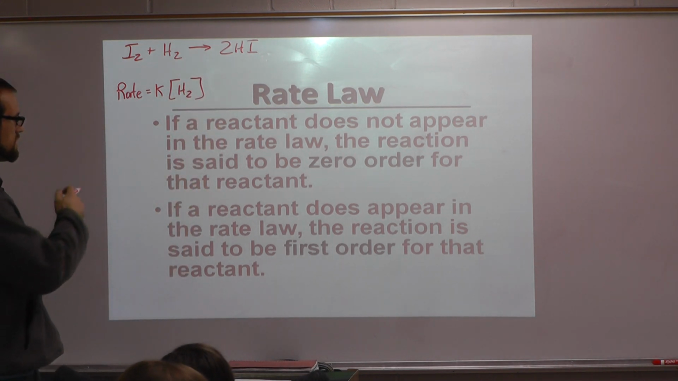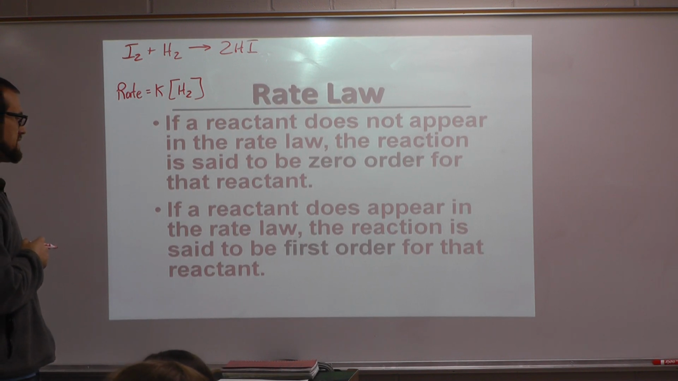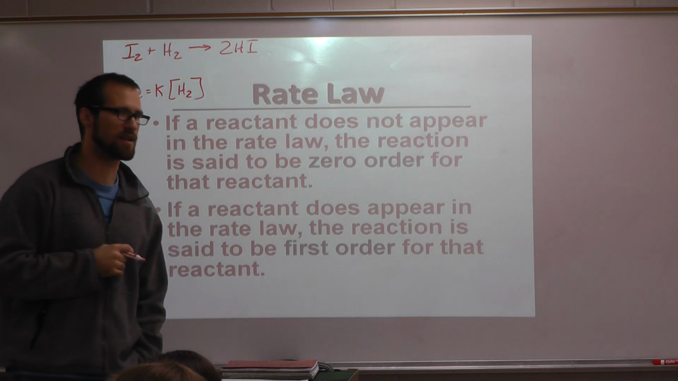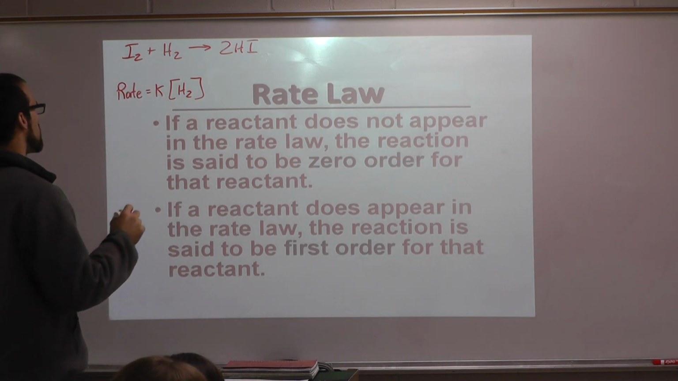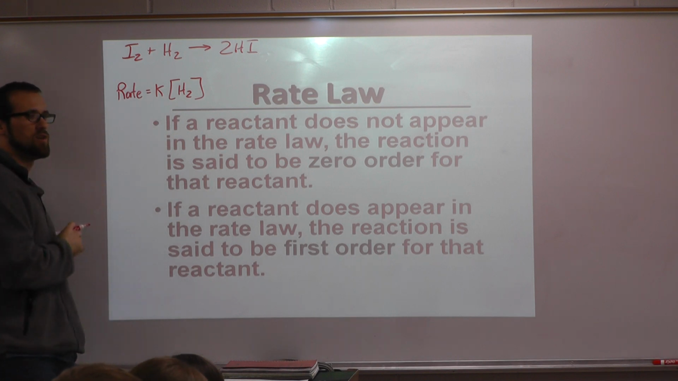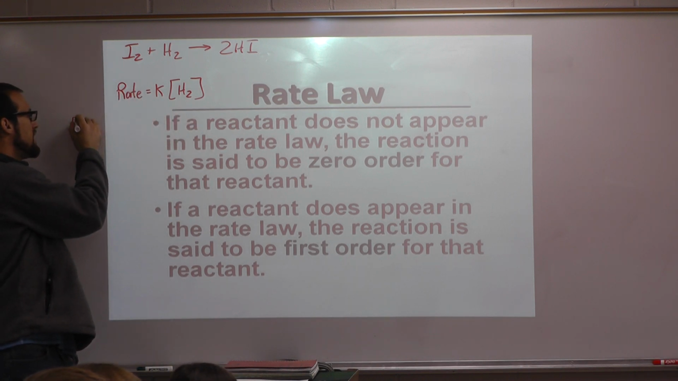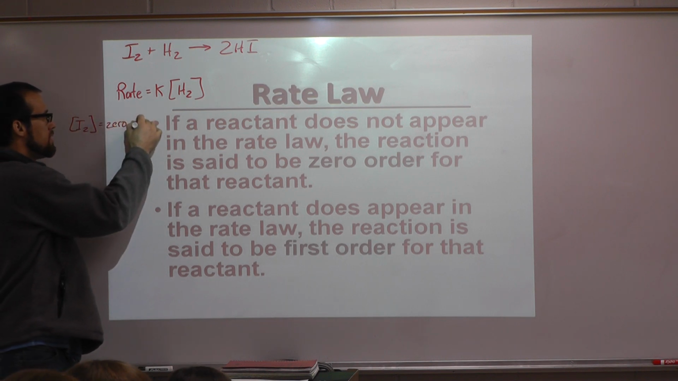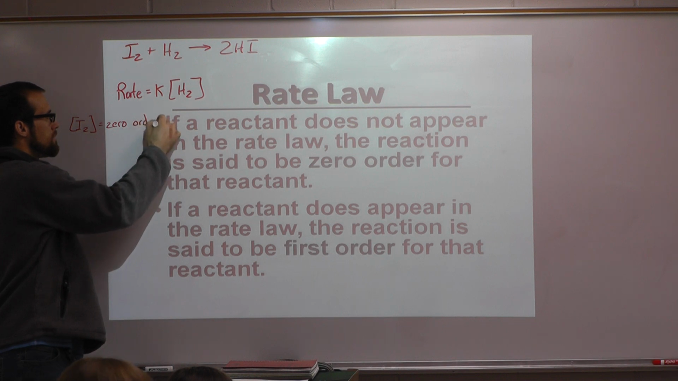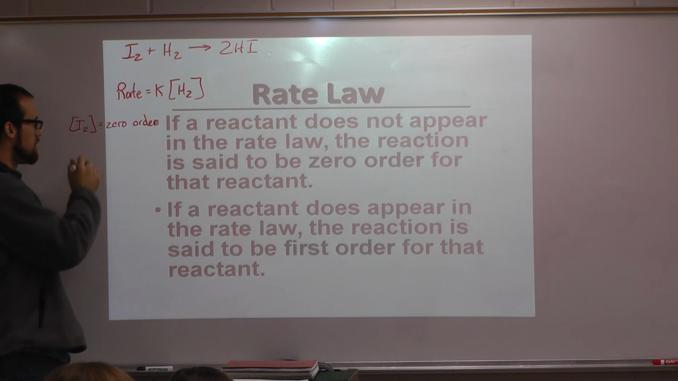The second part says if a reactant does appear in the rate law, but doesn't have an exponent, it's said to be first order. Let me explain what I mean here. What I have here is I2 in this rate law right now. So what is the order of I2? 0 order. Okay? H2 appeared in the rate law, but doesn't have an exponent. What's its order? First order.